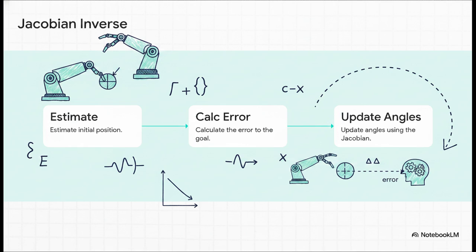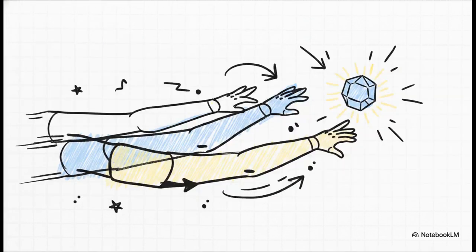The system estimates a movement, calculates how far off the hand is from the target, and then uses the Jacobian matrix to figure out a tiny adjustment to the joint angles. It repeats this loop incredibly fast until the error drops to 0 and the hand hits the target. But sometimes, even the Jacobian is too heavy, especially in a video game where you've got to render 60 frames a second. That's where heuristic methods come in.